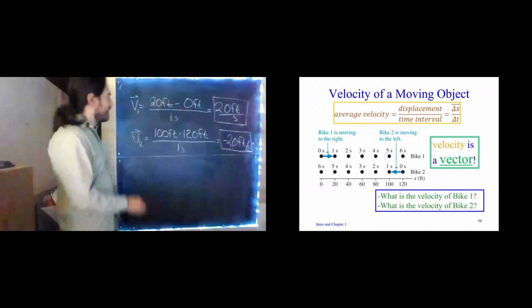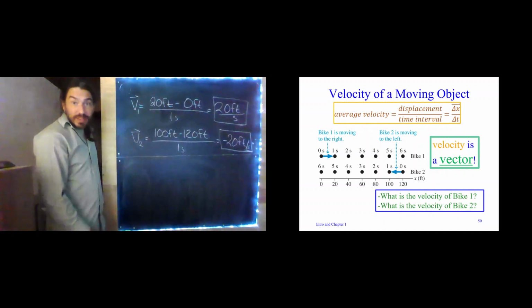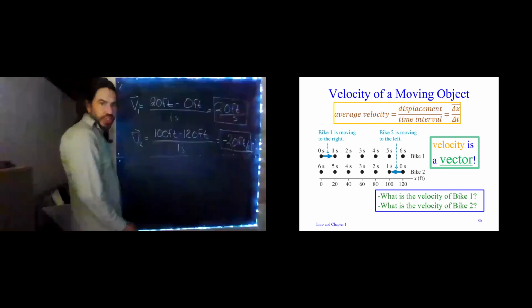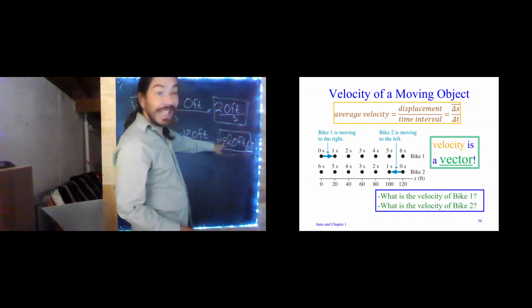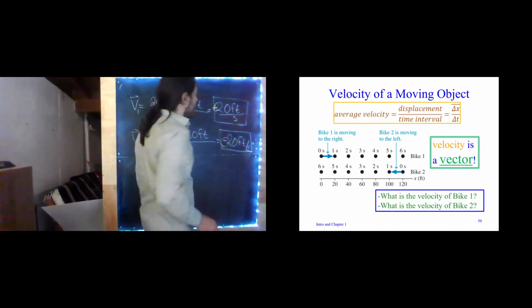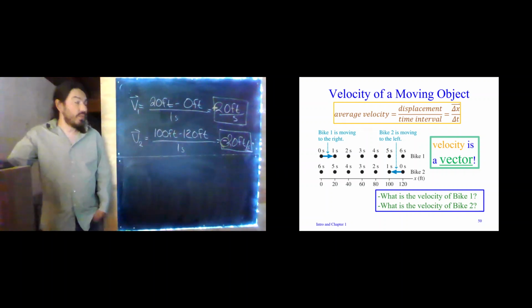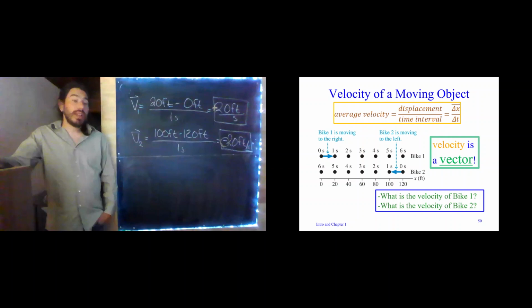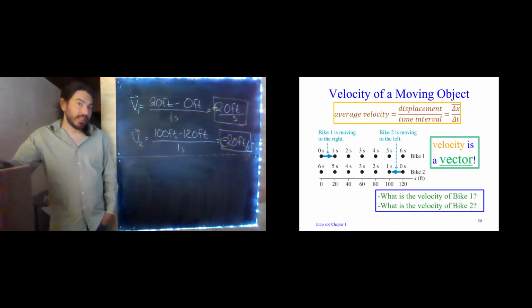Okay, so now we have found the velocity of bike 2 and the velocity of bike 1. Notice that the only thing different here is the direction. And where does the direction show up here? Right here. Right? So bike 2 is moving in the negative direction. Bike 1 is moving in the positive direction. And like I said in a previous lecture, if we're in one dimension, then plus and minus is sufficient to indicate the direction. So we don't need an angle here or anything like that to indicate the direction.